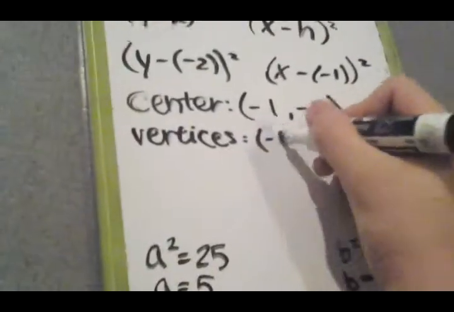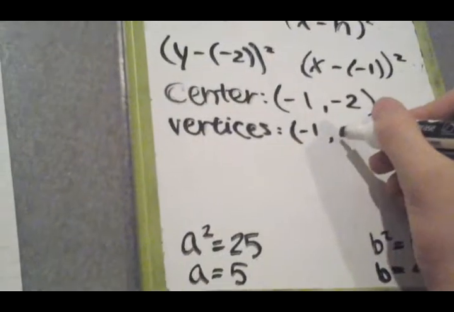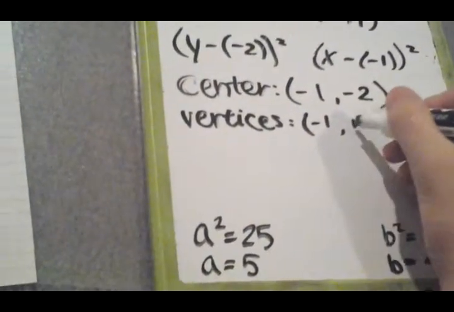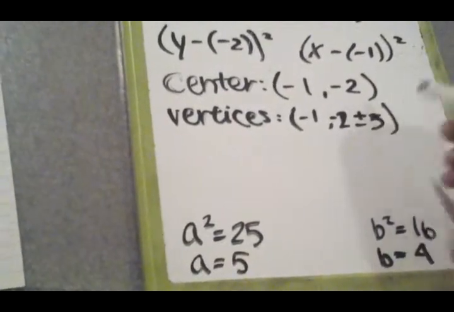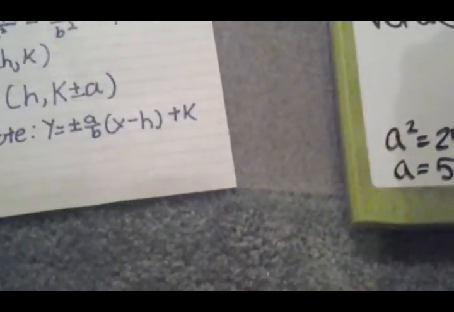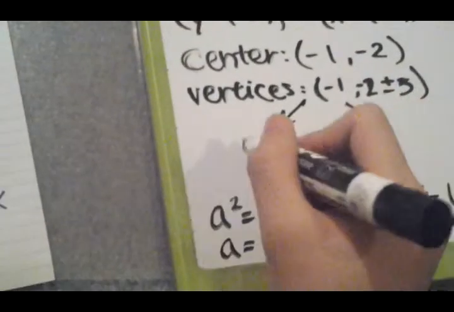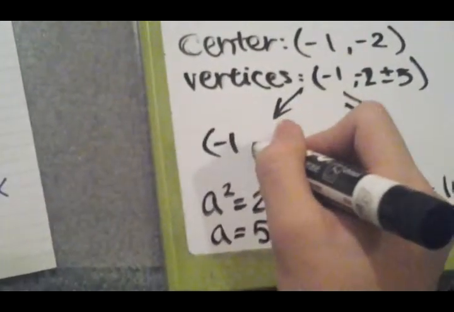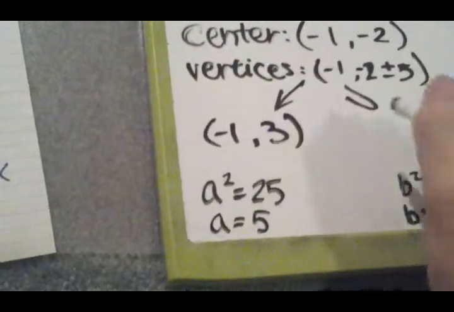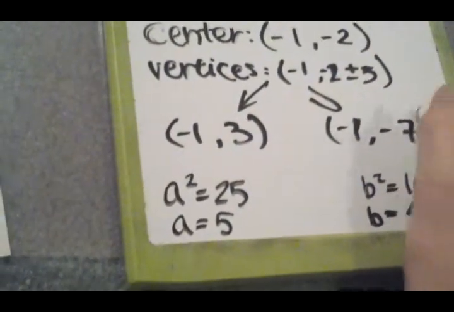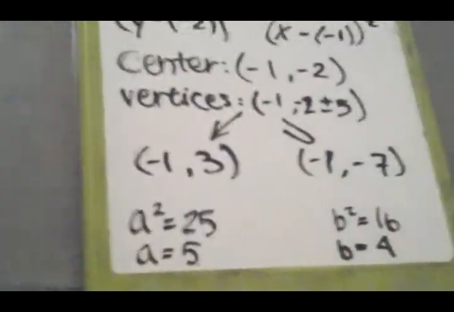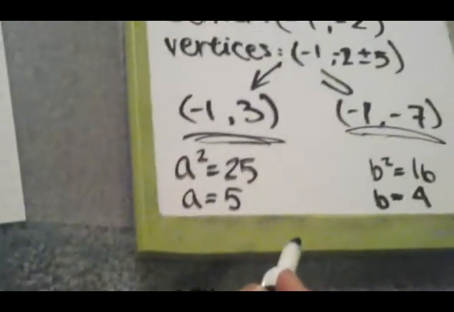So the vertices are (negative 1, negative 2 plus or minus 5), which gives us (negative 1, 3) and (negative 1, negative 7). So those are your vertices. And now that you have a and b, you can find the equation for the asymptote.